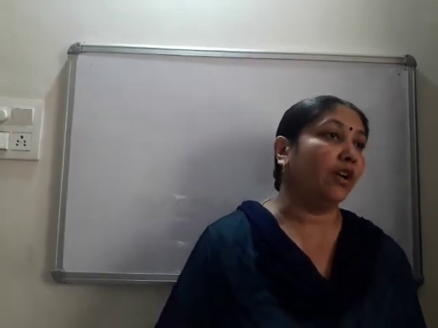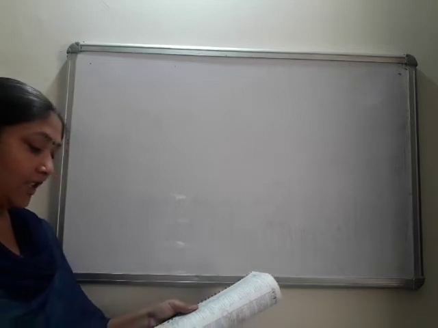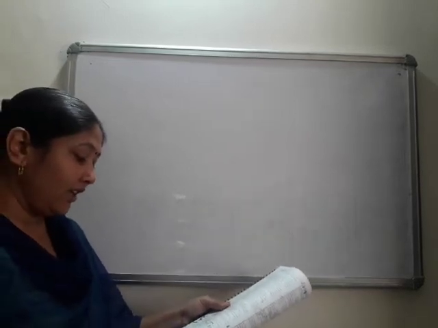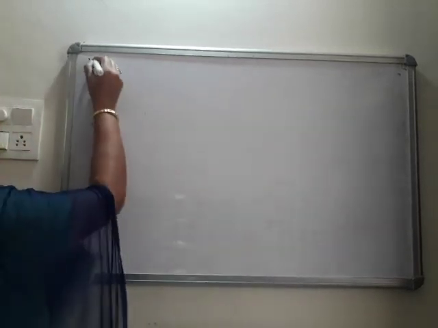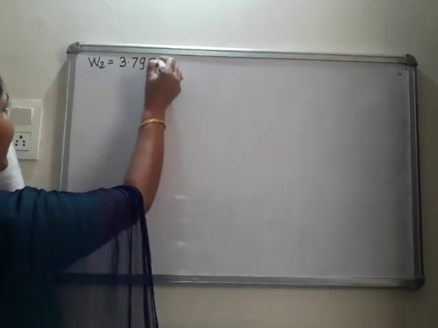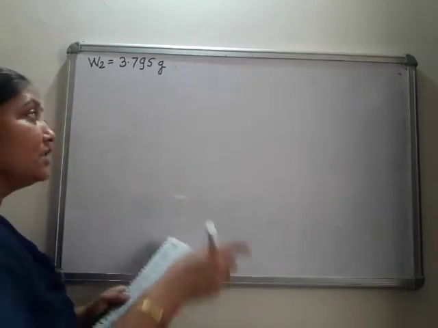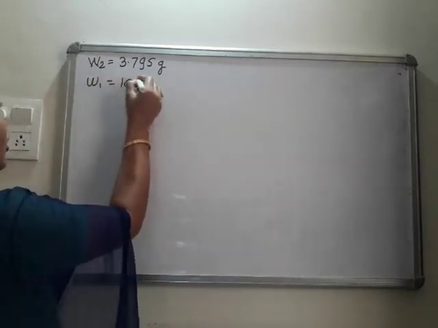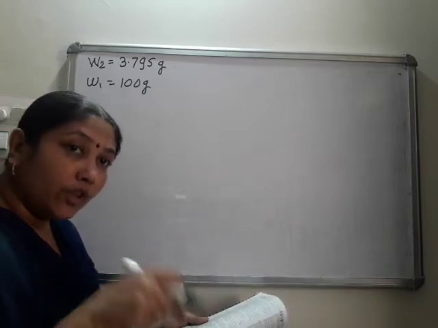Read the question carefully and tell me the data. What are the given things? See what is given? 3.795 gram of sulfur. Means this is solute. So W2 is given. What is the value? 3.795 gram. Sulfur dissolved in 100 gram of CS2. So solvent used is CS2. W1, what is the value? 100 gram. This solution boils at, means this is boiling point of solution.